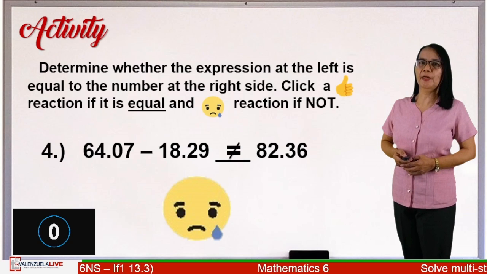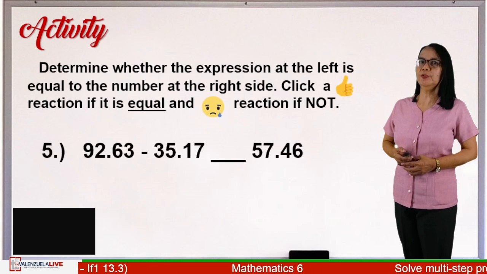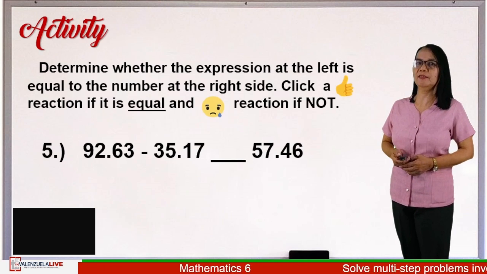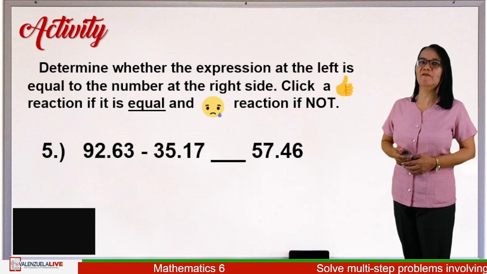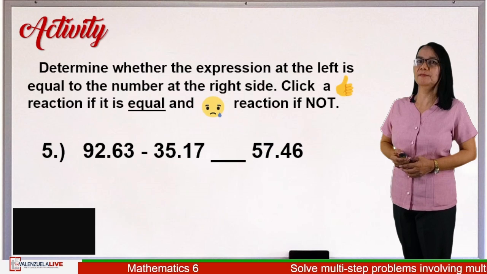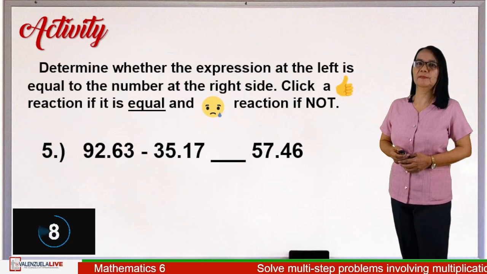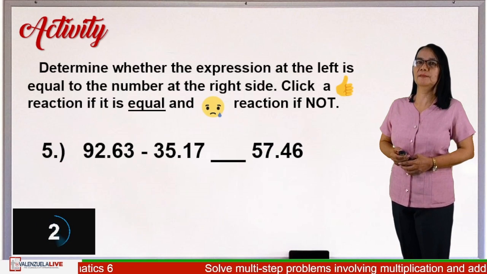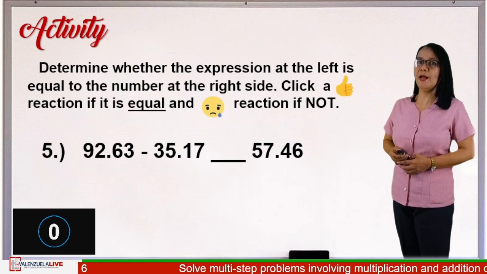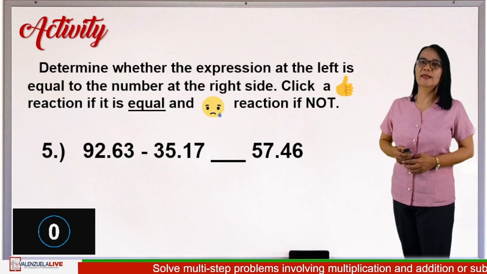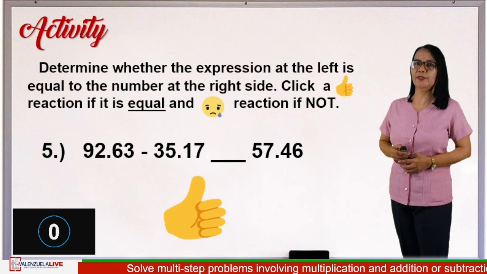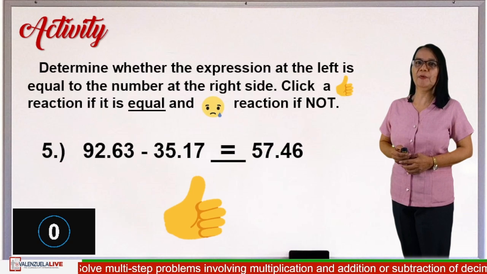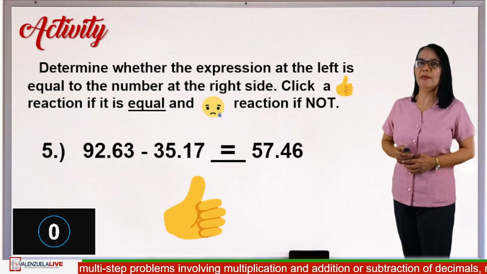And for the last number, 5, is 92 and 63 hundredths minus 35 and 17 hundredths equal to 57 and 46 hundredths? What is your answer? Yes, the answer is a like reaction. It is equal. Congratulations to those who got the perfect score. You are all amazing.